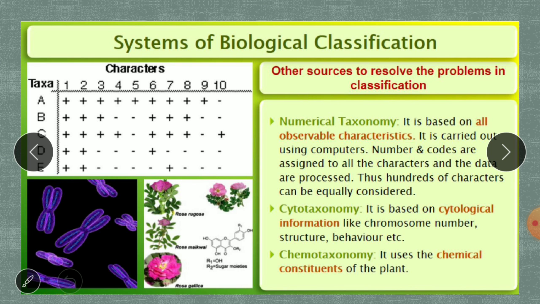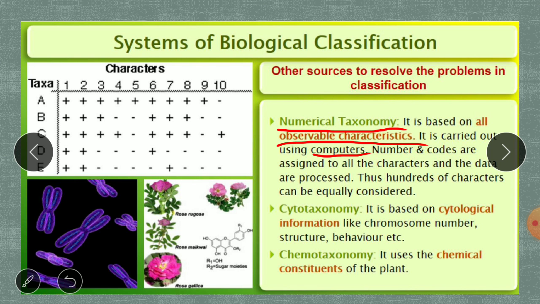Then, apart from these three systems, there were some other systems which have been put forth for the classification. Among that, one is the numerical taxonomy. So, what is this numerical taxonomy? Numerical taxonomy is based on all the observable characteristics. Whatever characteristics are observed, they are stored using computers. It is carried out using the computers.